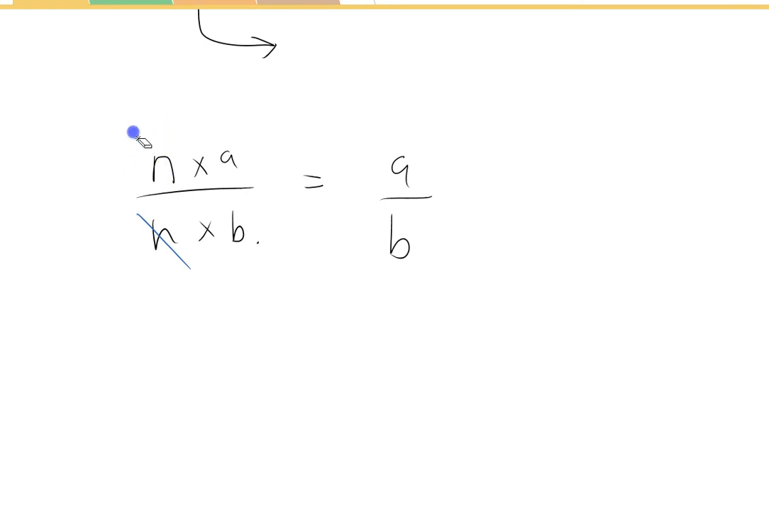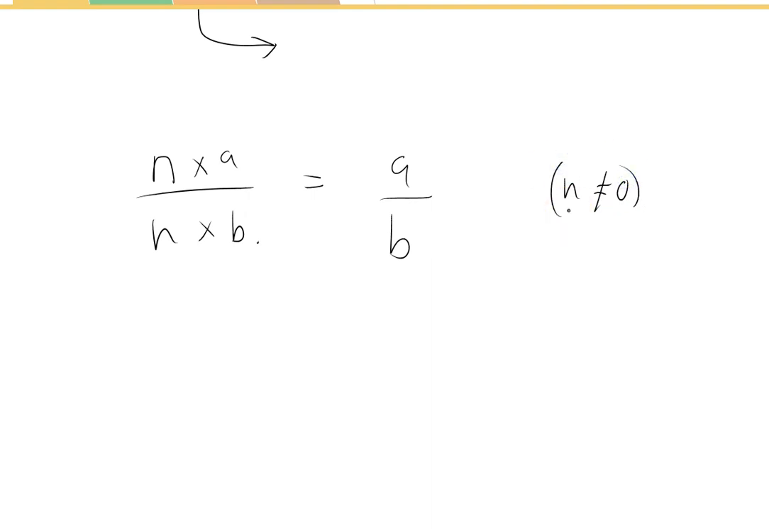Okay, well, we talked about cancellation, and I said that if n times a over n times b is equal to a over b, because we can cancel the n from the top and the bottom, so long as n was not equal to zero.